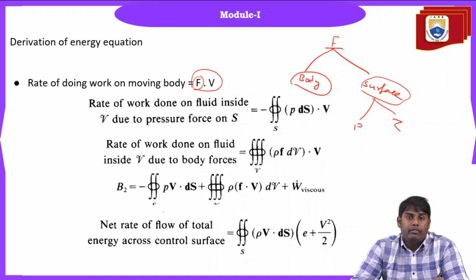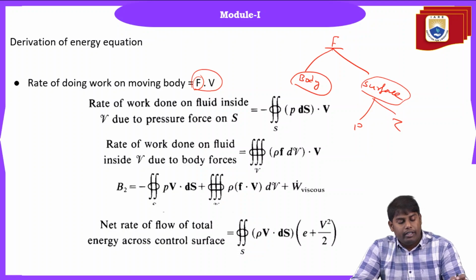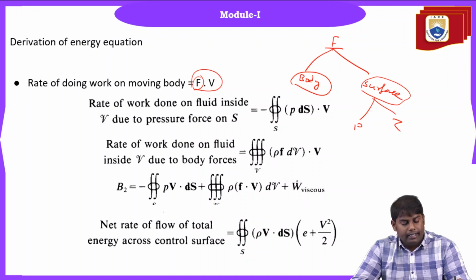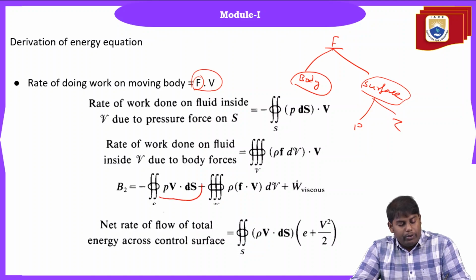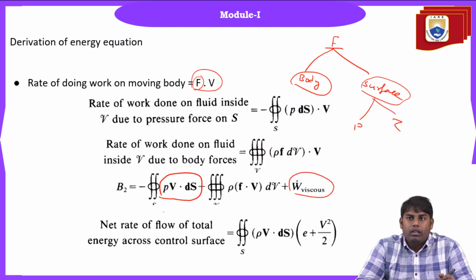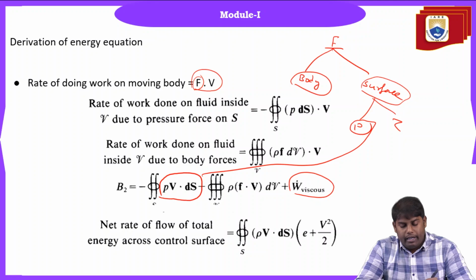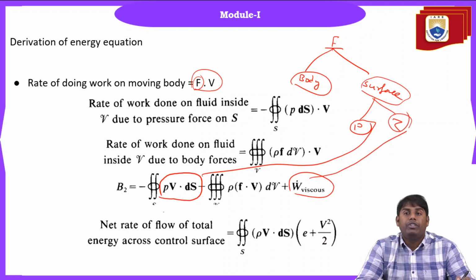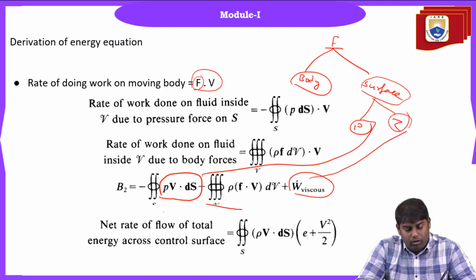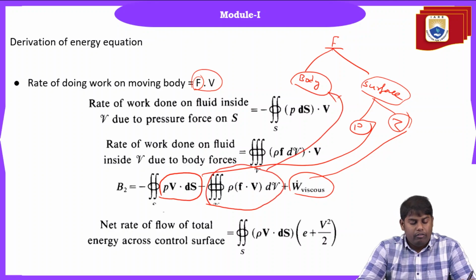Similarly, the shear stress and viscosity can contribute to the work also, and the pressure can contribute to the work also. So that is why you can see that. Here we have work done due to pressure, which is coming from the surface force, and work done due to viscosity, which is coming from the shear force. And this is the volumetric work, which is coming from the body force, fine.